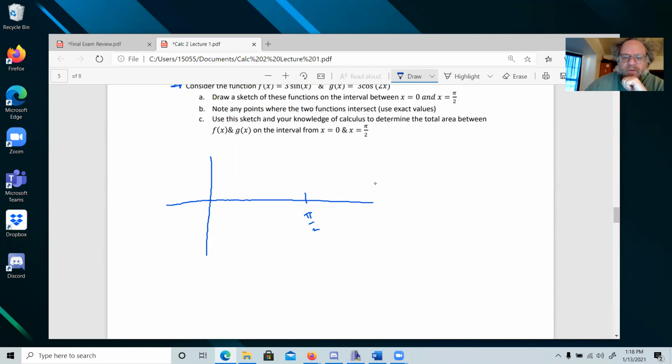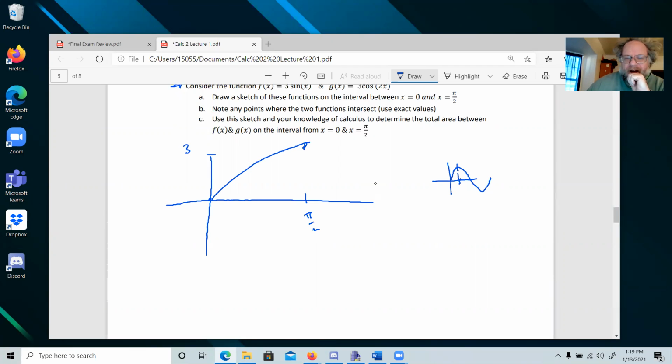Okay, and what does sine look like? Right, sine looks like this, doesn't it? Where's the pi over 2? It's right there, right? So here's 3, all right? So here we are. Okay, pretend that hit the 3.